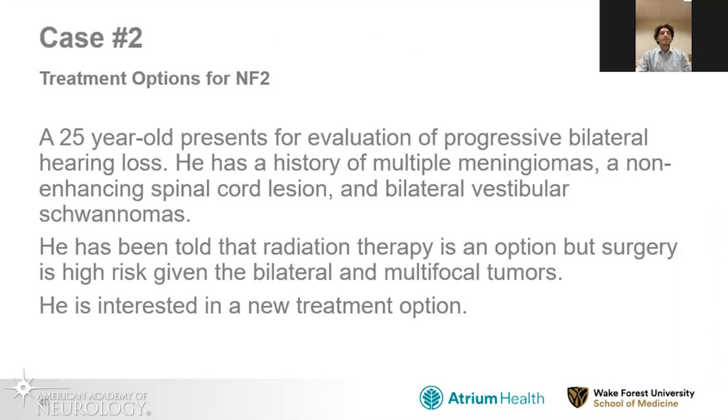All right, case 2, 25-year-old presents for evaluation of progressive bilateral hearing loss. He has a history of multiple meningiomas, a non-enhancing spinal cord lesion, and bilateral vestibular schwannomas. He's been told that radiation therapy is an option, but surgery is high risk given the bilateral and multifocal tumors. He is interested in a new treatment option.